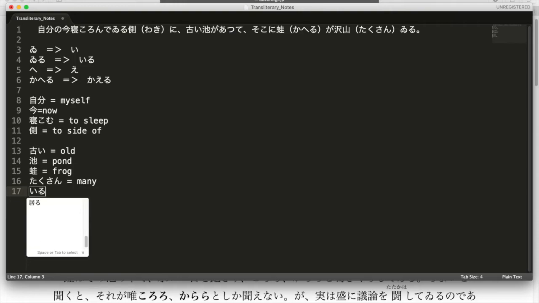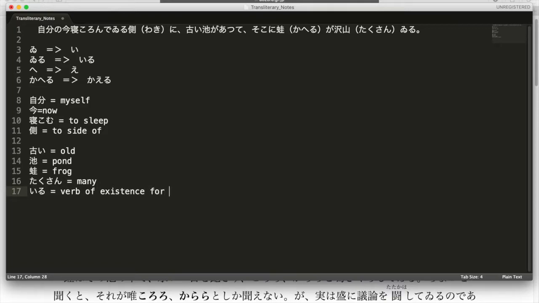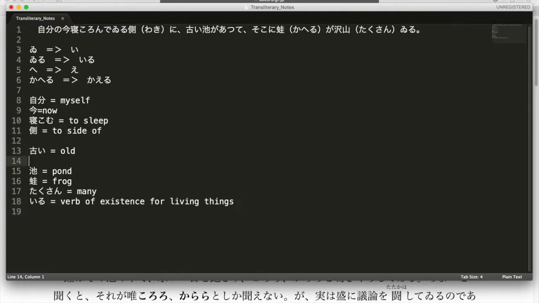And then we have iru, which, as we mentioned, is the verb of existence for basically living, breathing things. Okay, so I think we got most of the words down. I guess I forgot soko, which is there. There may be one or two others, but that's most of it. So now let's look at the grammar.